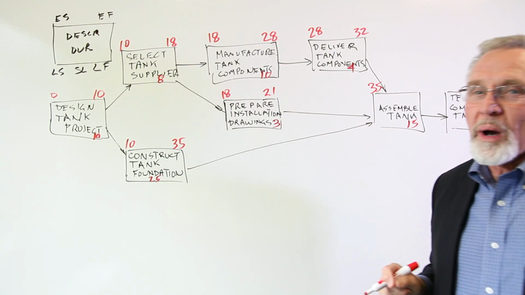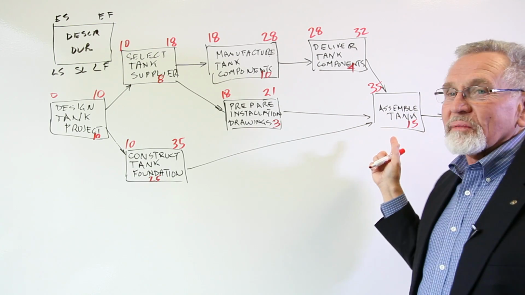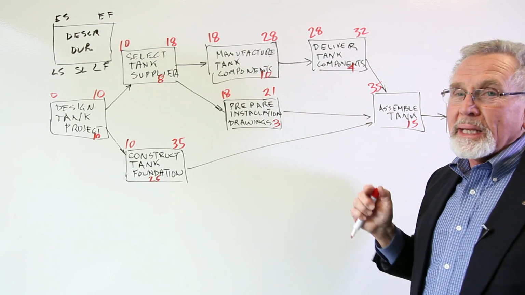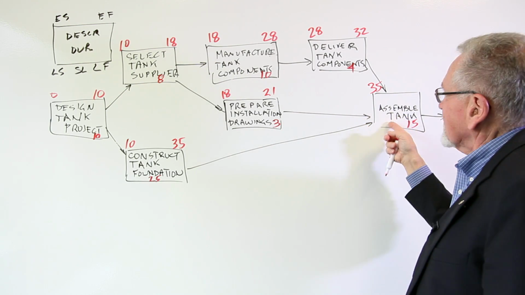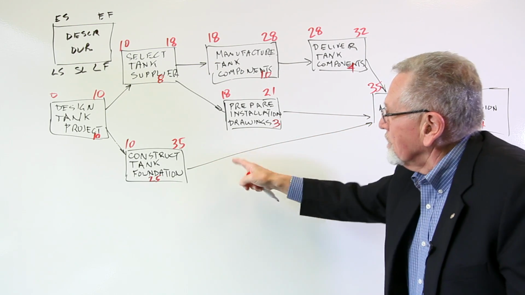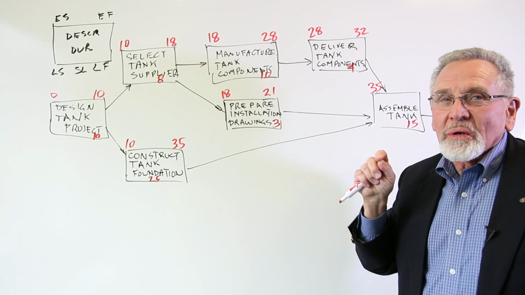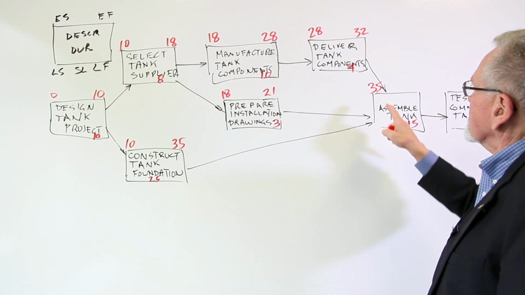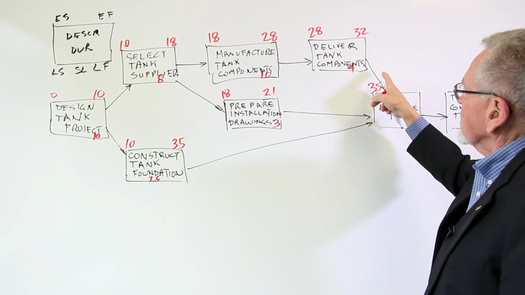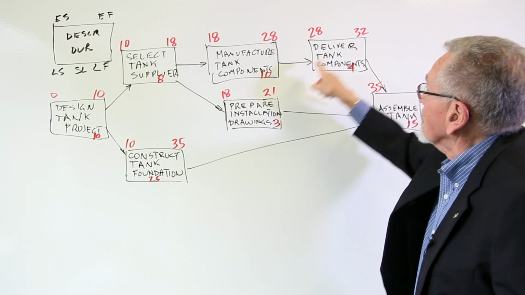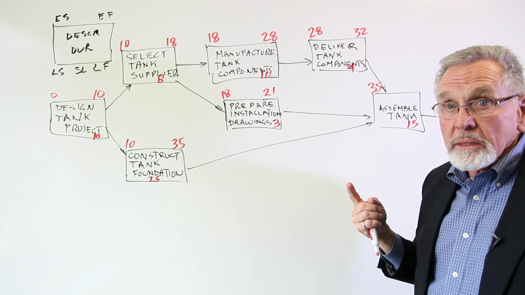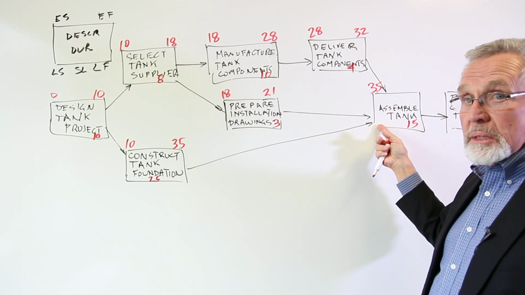So if you want a rule, it is that the early start of any activity, except for the beginning one, is the latest of the activity's immediate predecessors' early finishes. Okay? It's the latest of the immediate predecessors' early finishes, because those predecessor activities have to be finished before you can start this next activity.